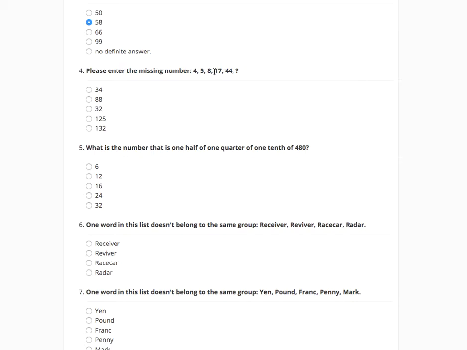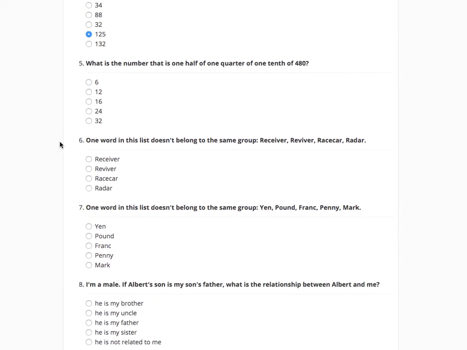Let me actually try to figure this freaking question out. 3 and then 8 plus 9, right? So square. Okay. Oh, I think I understand. You see this one is 1. 1 times 3, the difference is 3. And then 3 times 3 is 9, right? And then 9 times 3 is 27, because 44 minus 17 is 27. So the next one will be the difference of 3 quadrupled, right? So that's 81 plus 44, what is that going to be? 125, right? Okay. What is the number that is 1/2 of 1/4 of 1/10 of 480?